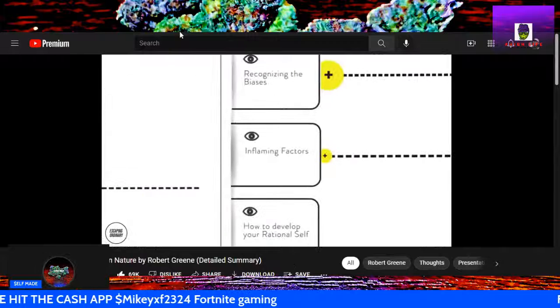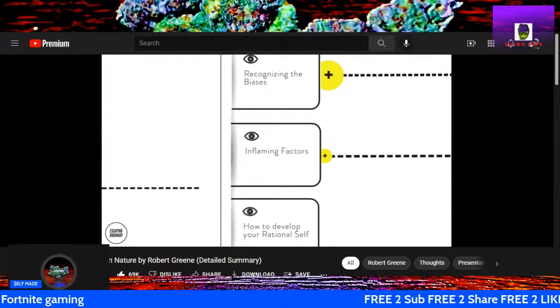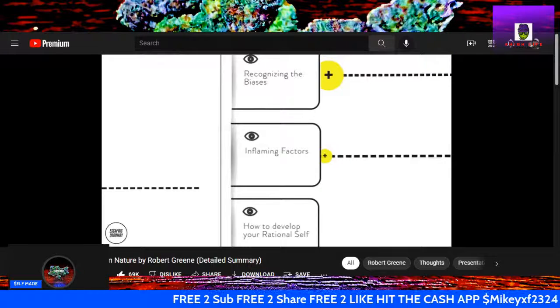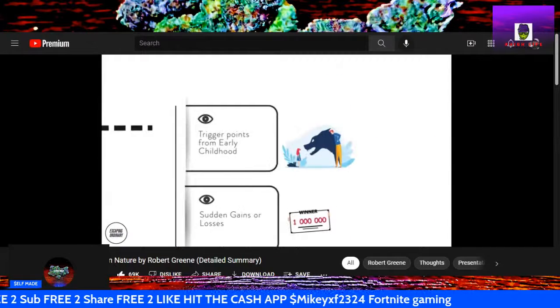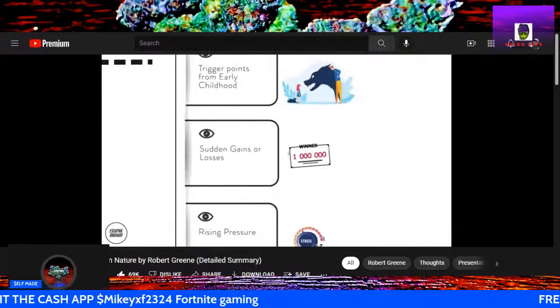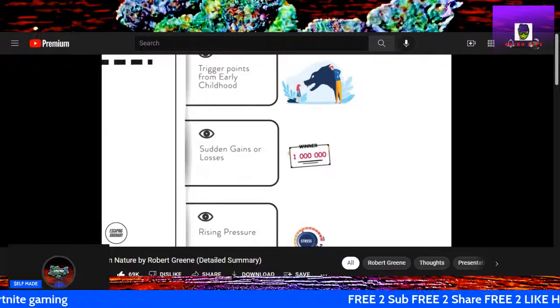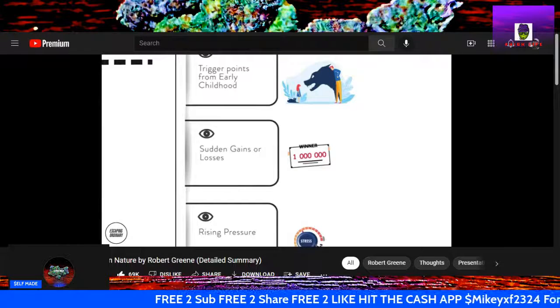Step 2. Beware of inflaming factors. Our minds latch on to emotions and we become reactive. Here are some factors which can inflame your irrationality. Trigger points from early childhood, sudden gains or losses like winning the lottery or losing everything that you have, and then on top of that losing someone that you love in the same month.